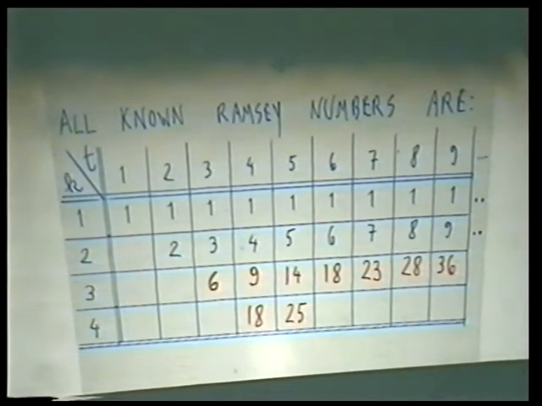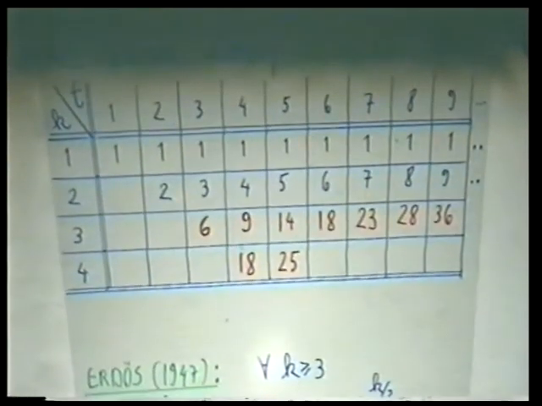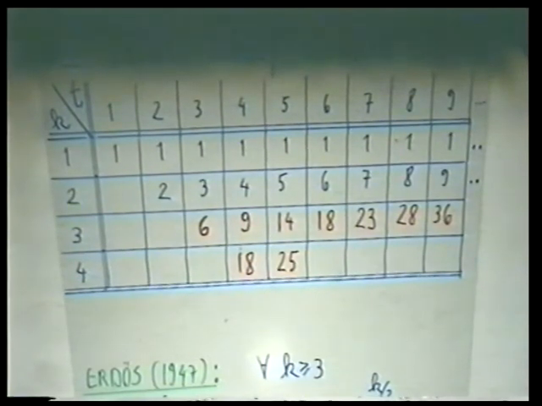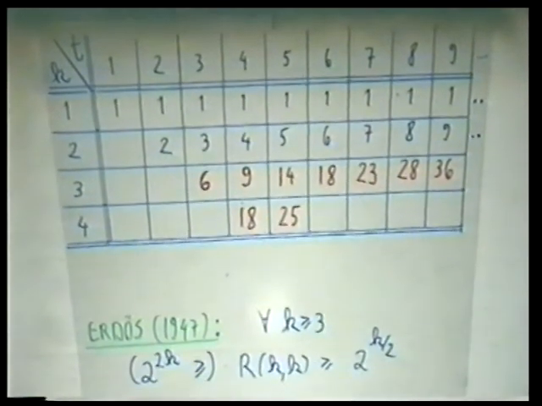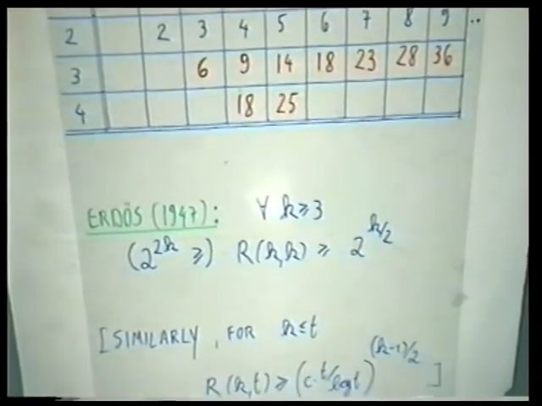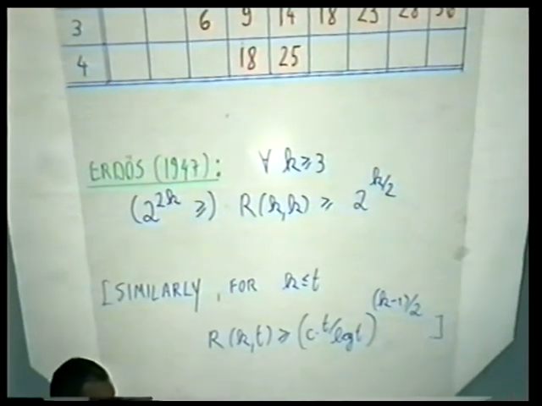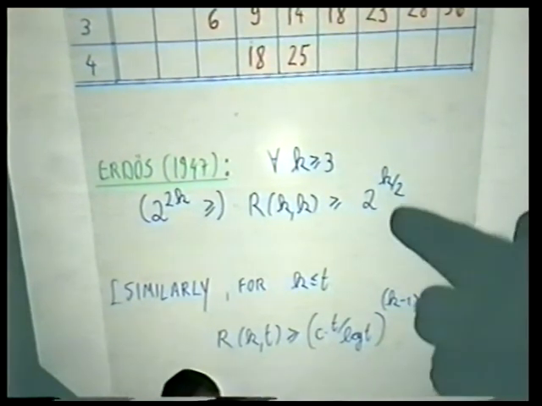But on the other hand, what I think is a better problem is to know the asymptotics of these numbers. There are some bounds, and as I said, the first interesting application of the probabilistic method was by Erdős in 1947. That's a lower bound for the Ramsey numbers.